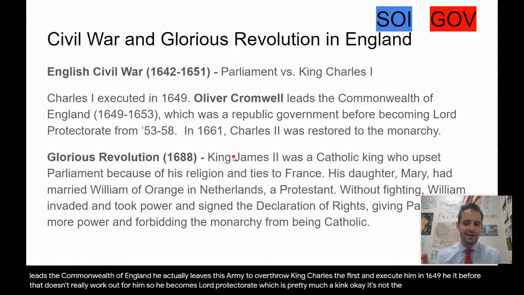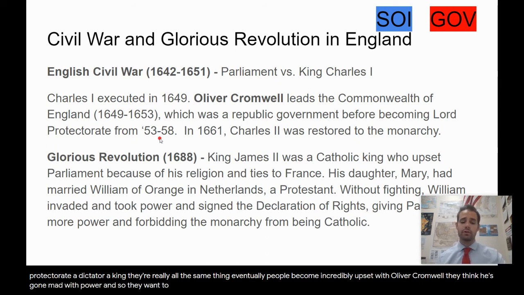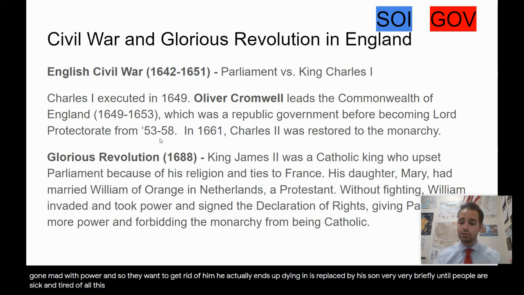It's not the word king, but a Lord Protectorate, a dictator, a king. They're really all the same thing. Eventually, people become incredibly upset with Oliver Cromwell. They think he's gone mad with power, and so they want to get rid of him. He actually ends up dying and is replaced by his son very, very briefly until people are sick and tired of all this. They just want to go back to the way things were.